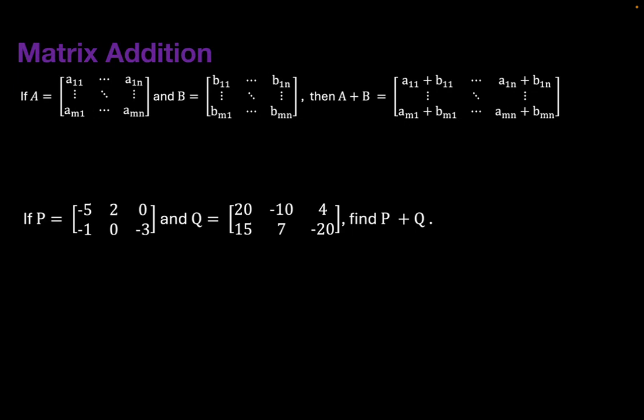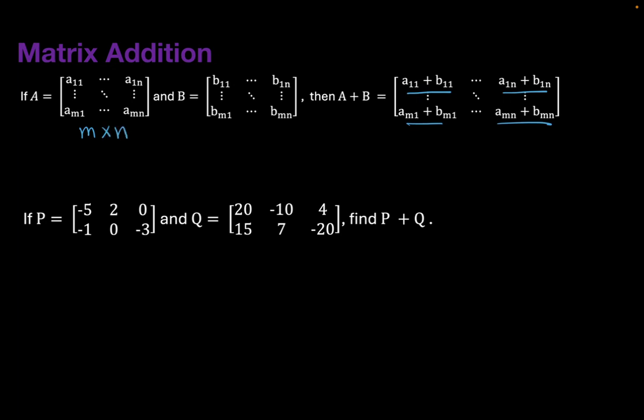Let's look at matrix addition. So if we have two matrices, these are A and B, and we want to add them together, then we define that the matrix A plus B is going to be each corresponding entry of A and B added together.